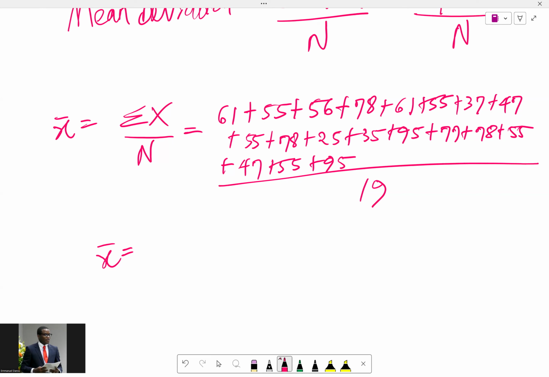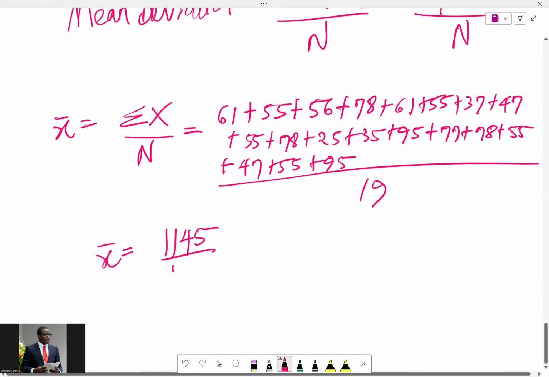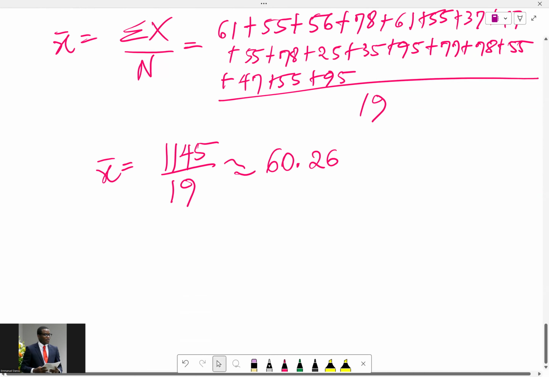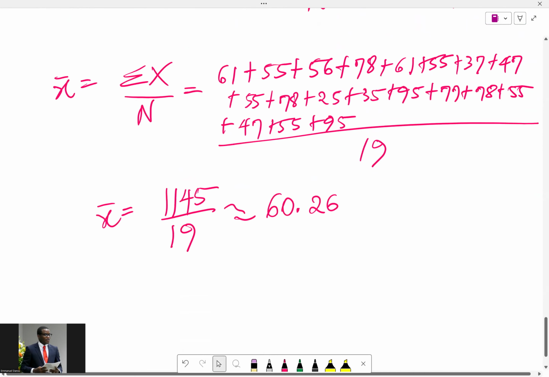is 1145. So that is 1145 divided by 19. So that should be approximately 60.26. That's the mean.